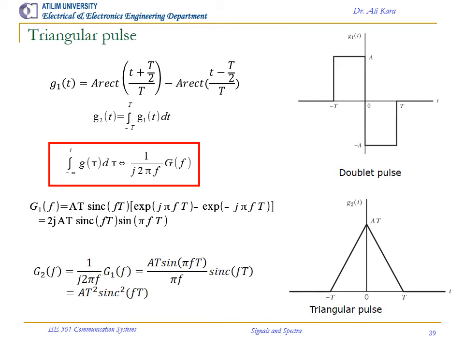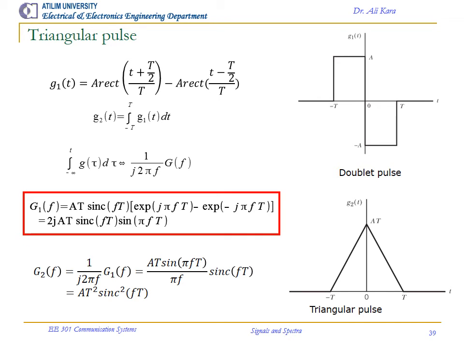To get the Fourier transform of the triangular pulse, we will use the property of integration in the time domain. Capital G1 of 0 is 0, therefore we can apply the theorem: the Fourier transform of the integral from minus infinity to t of g of tau, integrated with respect to tau, is 1 over j 2 pi f times capital G of f, where capital G of f is the Fourier transform of g of t.